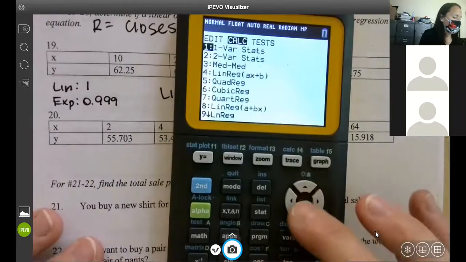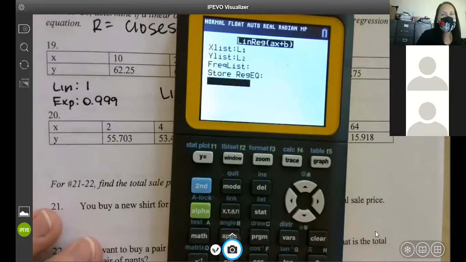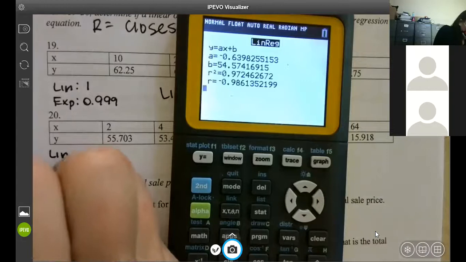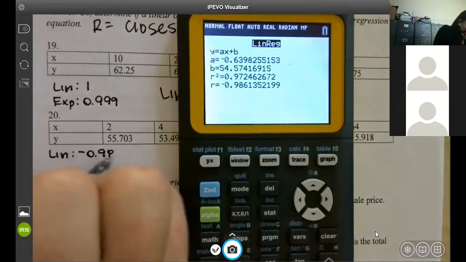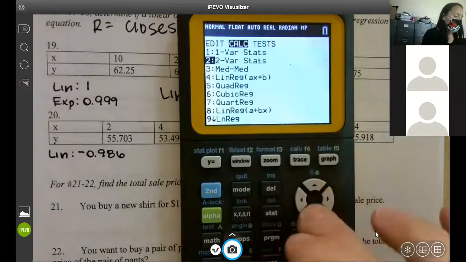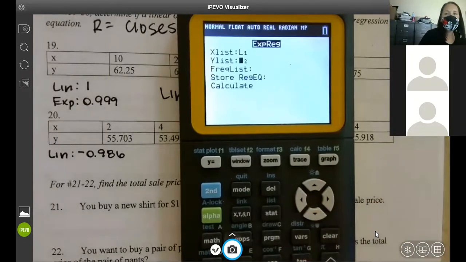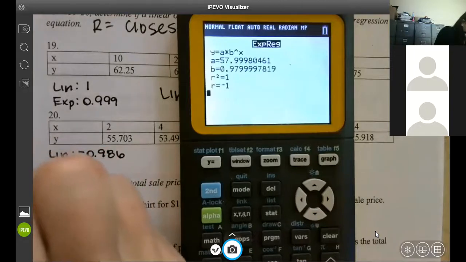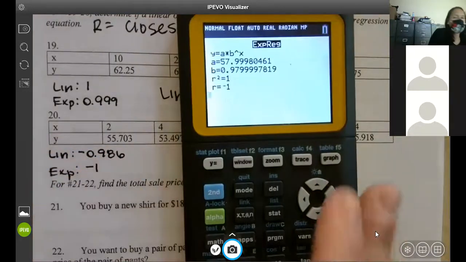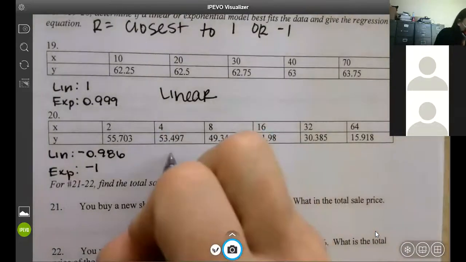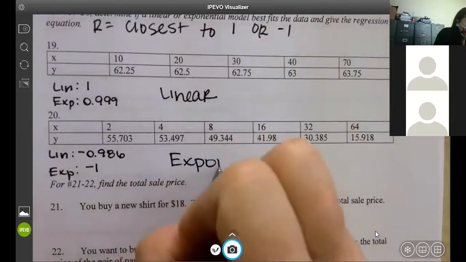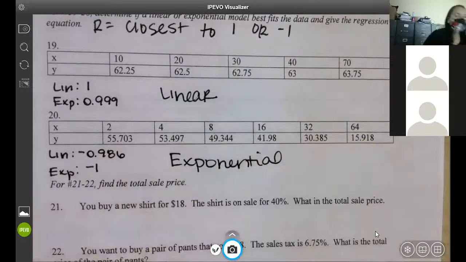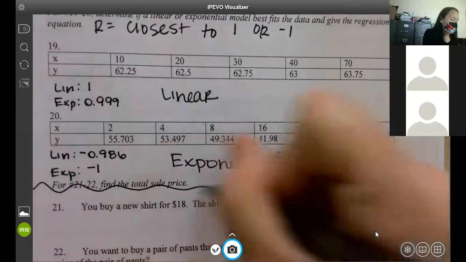We're going to stat, calc, linear regression. Let's see what my R is for linear. Negative 0.986. We go back to stat, calc, exponential. And for exponential, my R value was a perfect -1. So which one is this one? This one is going to be exponential because it's perfect. Is everybody good? All right. So that's goal 2. If you want to put a little mark, that's the end of goal 2.